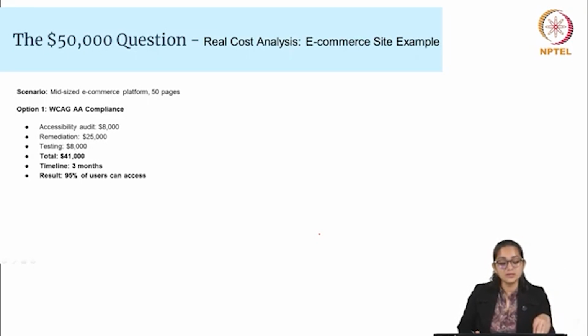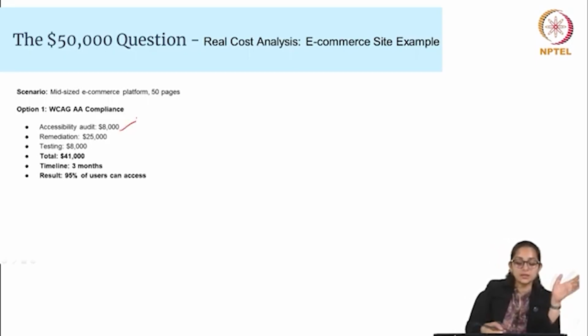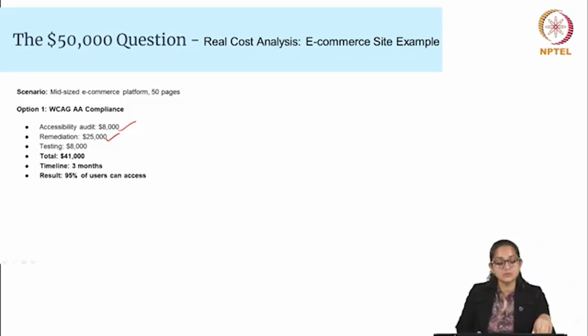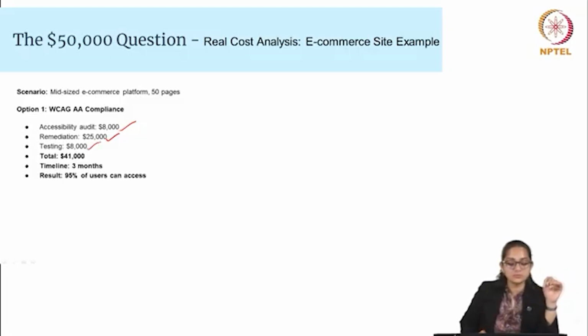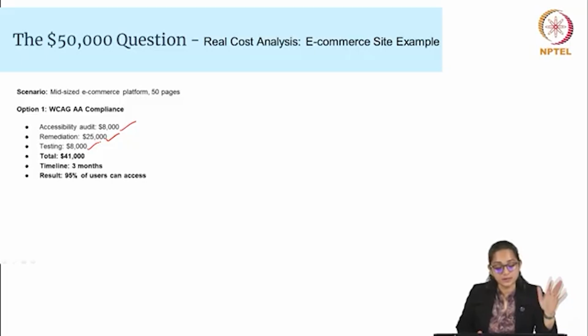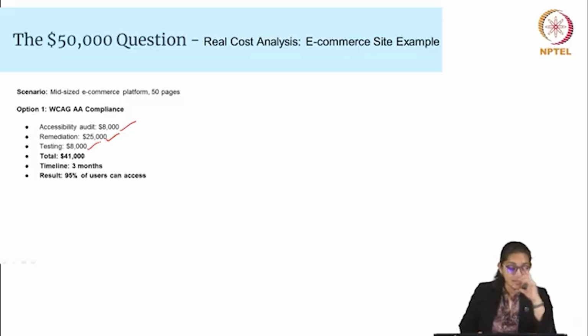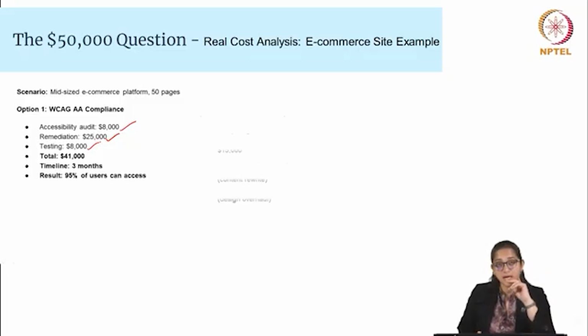So an accessibility audit may cost you some money, then remediation may cost you some money, testing may cost you some money, and it costs around X number of dollars, which is say 41,000. Timeline is 3 months, and the result is that 95% of the users can access.